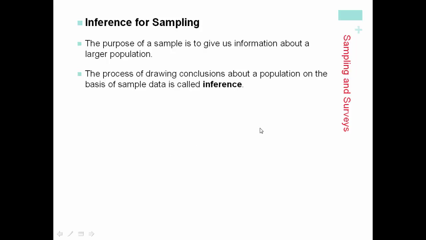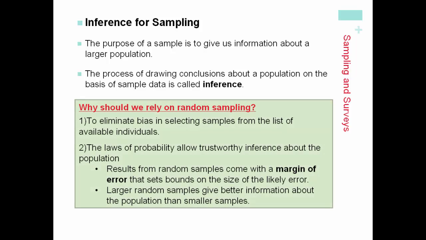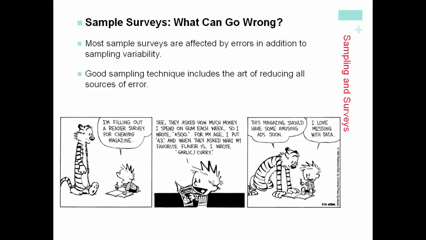The purpose of a sample is to give us information about a large population. The process of drawing conclusions about a population on the basis of sample data is called an inference. To eliminate bias in selecting samples from the list of available individuals, we should rely on random sampling. Also, the laws of probability allow trustworthy inference about the population. This results from random samples that come within a margin of error that sets bounds on the size of the likely error. We'll talk much more about margins of error later on. Larger random samples give better information about the population than smaller samples.